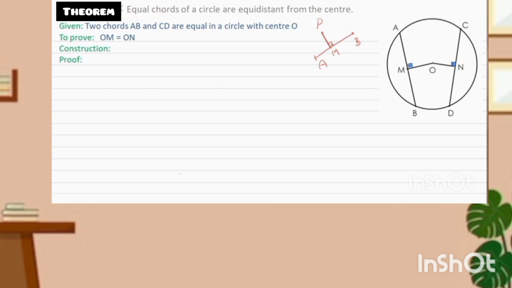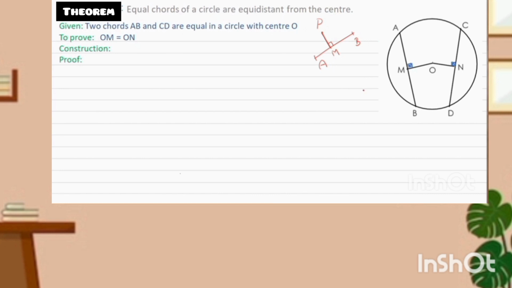Because as we consider the circle and two chords AB and CD, here ON and OM are perpendiculars dropped from the center O. Clear? So here the chord AB is cut by the perpendicular OM and the chord CD is cut by the perpendicular ON. How is it cutting? It is cutting into equal halves. Is that very clear? Yes.